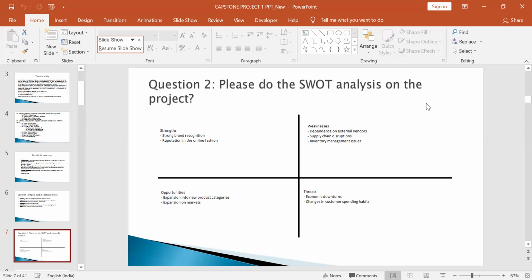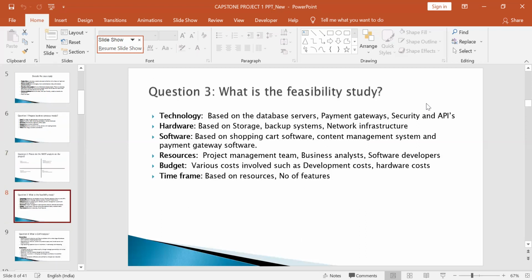Okay, you have to analyze what is the strength, what is the weakness, what is the opportunity, what are the threats of this project. Okay, you have to analyze like this.